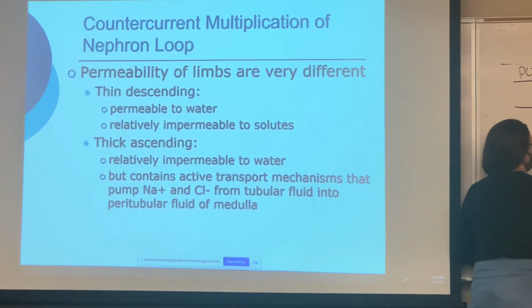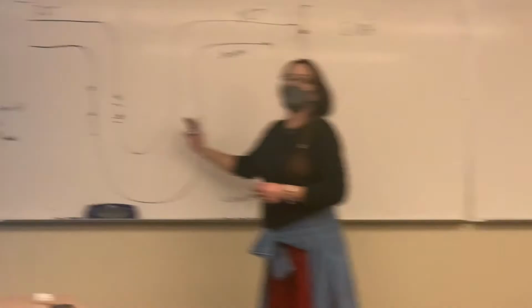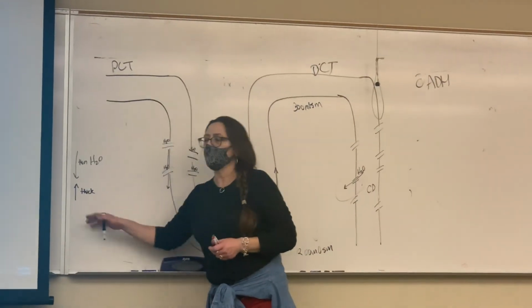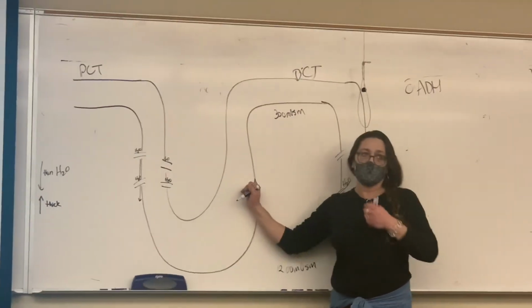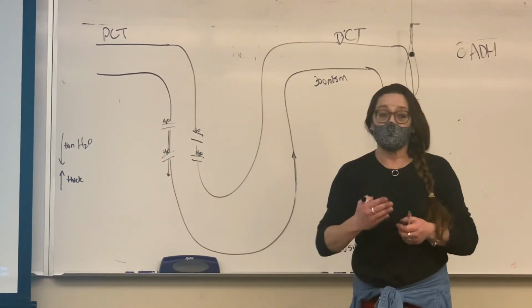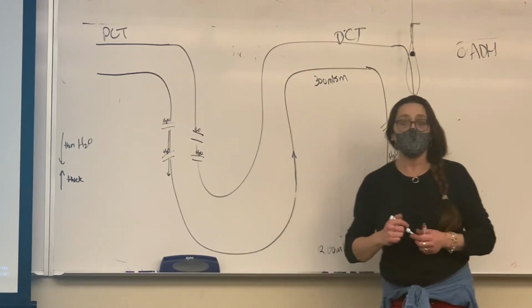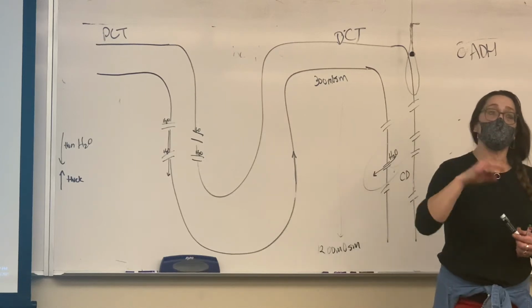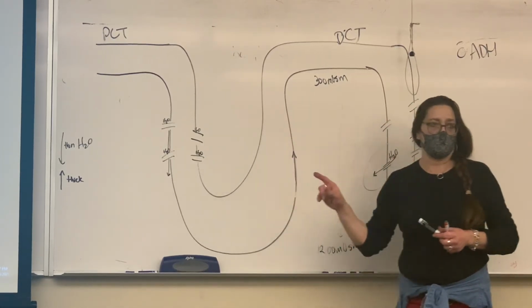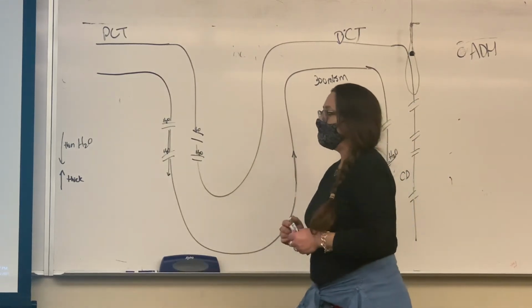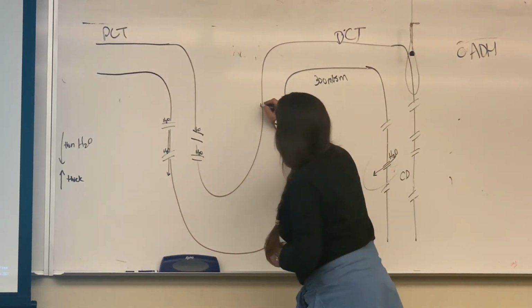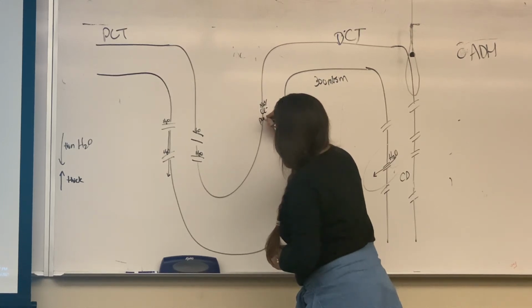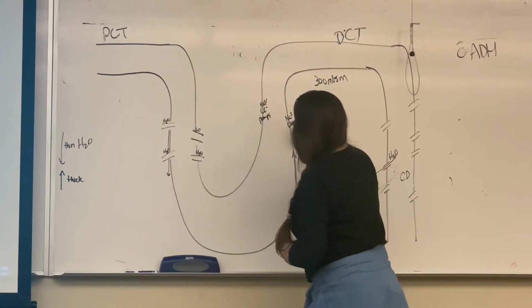Now, if we look at the ascending limb, it is the opposite. The ascending limb, in particular the thick ascending limb, and most of it is the thick part, is relatively impermeable to water, meaning there are no water channels over here. Again, we can never completely stop water because water can freely cross a membrane. But if we don't have water channels, it makes it a whole lot harder to leave. That's why it says relatively impermeable to water. There are no water channels over here, but there are active transport pumps for sodium and chloride over here. So there's sodium, chloride pumps.